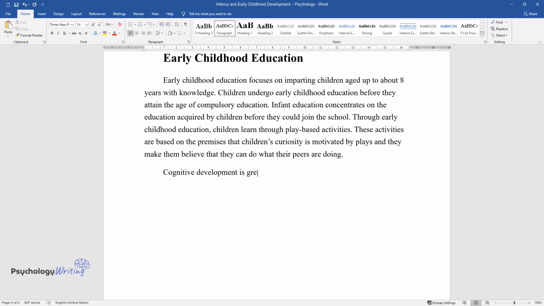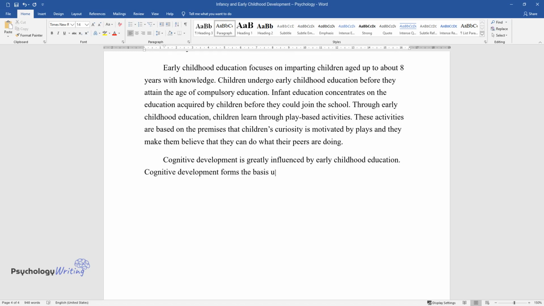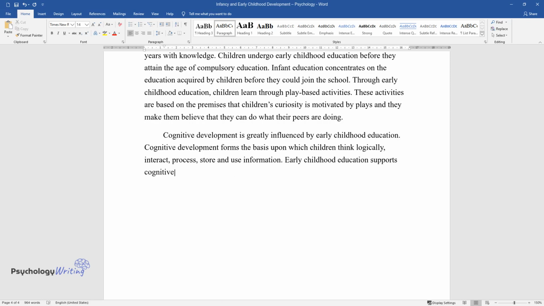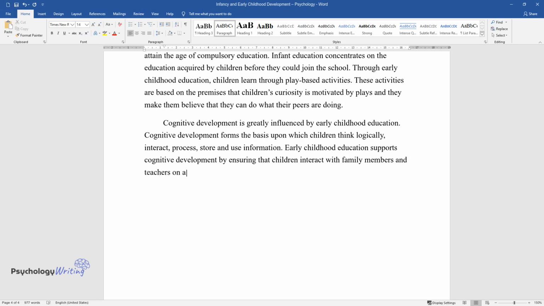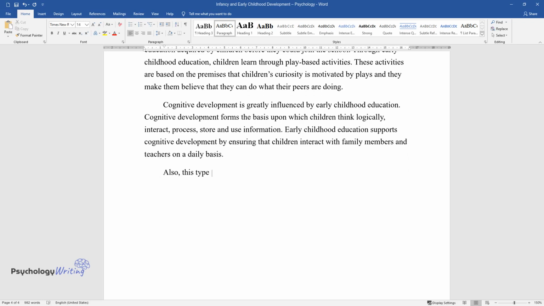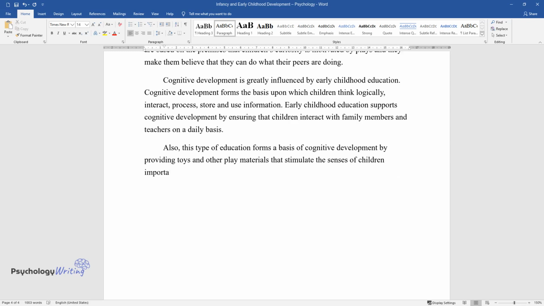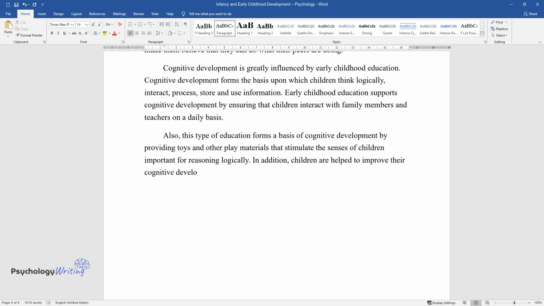Cognitive development is greatly influenced by early childhood education. Cognitive development forms the basis upon which children think logically, interact, process, store, and use information. Early childhood education supports cognitive development by ensuring that children interact with family members and teachers on a daily basis. Also, this type of education forms a basis of cognitive development by providing toys and other play materials that stimulate the senses of children important for reasoning logically. In addition, children are helped to improve their cognitive development by being taught the concept of cause and effect.